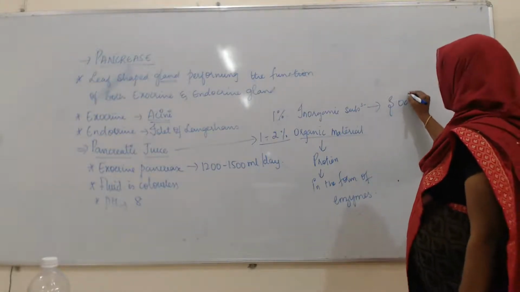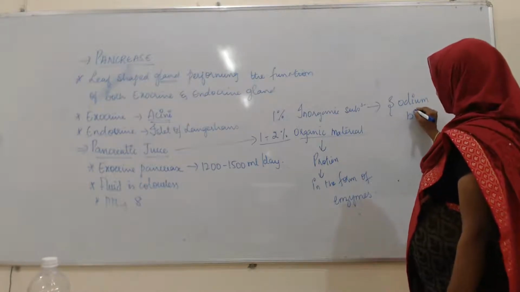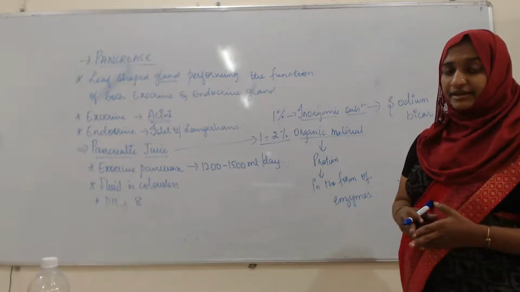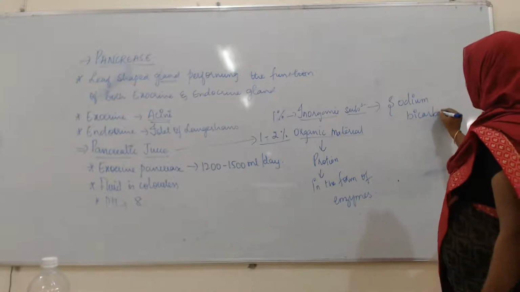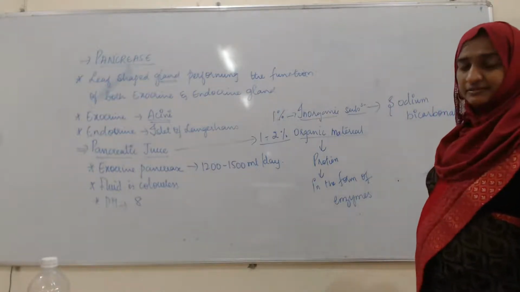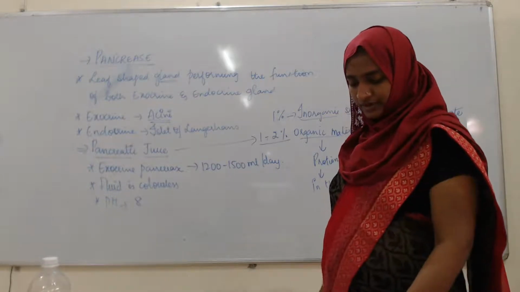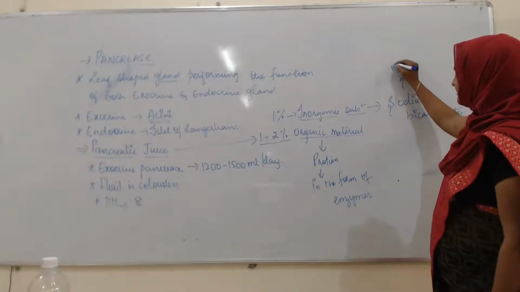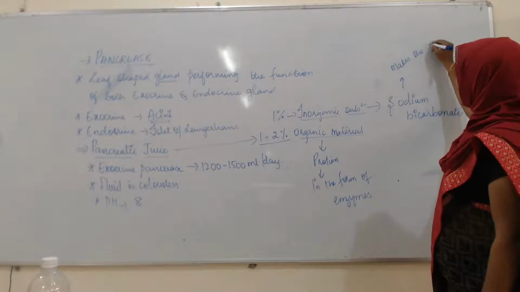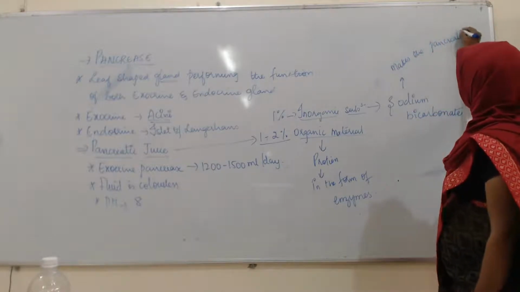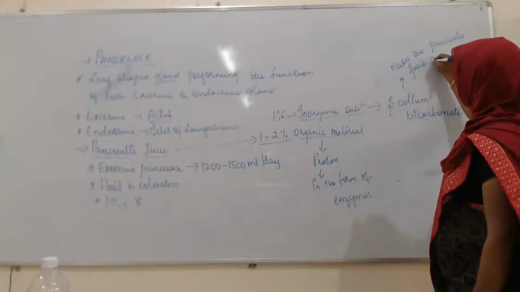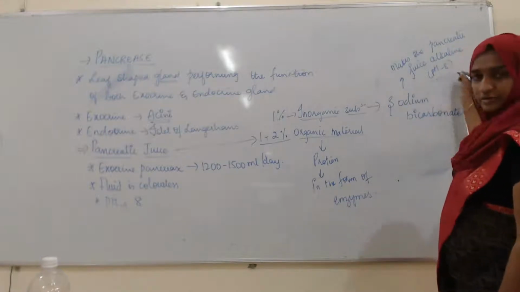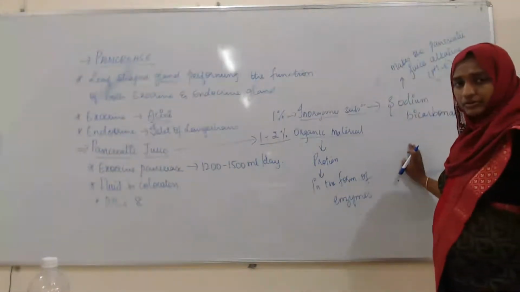Whatever the 1% inorganic substance present in the pancreatic juice is, that is the sodium bicarbonate. The sodium bicarbonate makes the pancreatic juice alkaline. So, who is responsible for maintaining the pH at 8? It is the sodium bicarbonate.